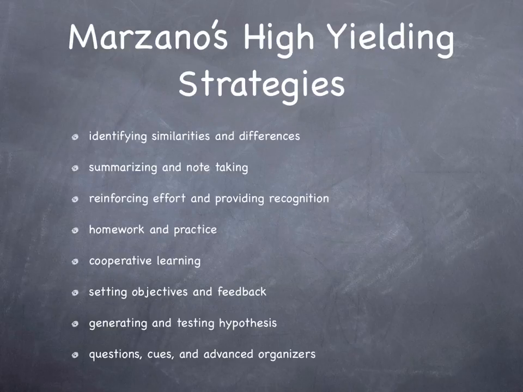We also talked about Marzano's high yielding strategies: identifying similarities and differences, summarizing and note taking, reinforcing effort and providing recognition, homework and practice, cooperative learning, setting objectives and feedback, generating and testing hypotheses, and questions, cues, and advanced organizers. All of these can be implemented into your lessons to help the students throughout the year have more practice and more knowledge and better understanding of what you're teaching.